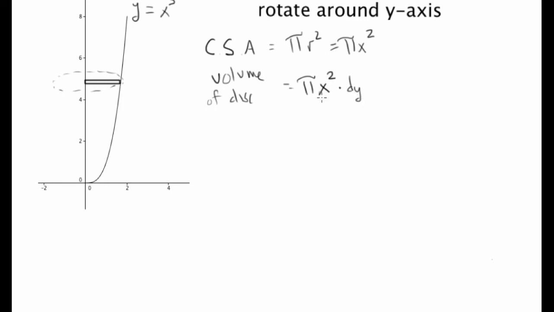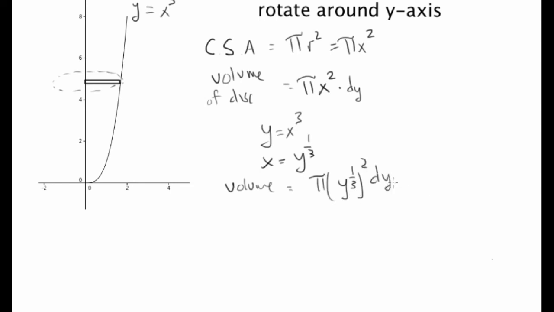We have to do something in order to get our function in terms of y. So let's take the fact that y equals x cubed and solve for x. x is equal to y to the 1/3, just using some of our inverse operations. So that means that our disk volume is going to be pi times y to the 1/3 squared dy.